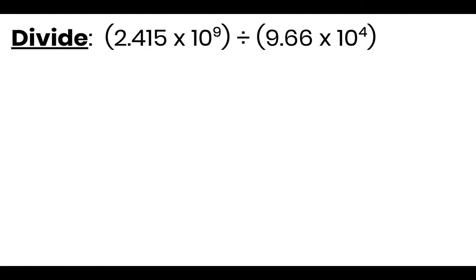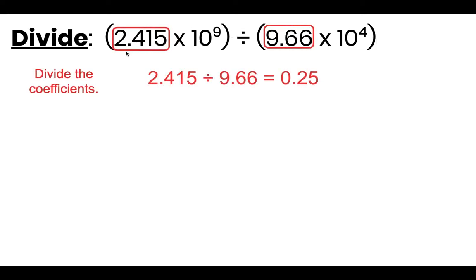Let's take a look at a division problem. Our first step. So I'll read the problem. 2.415 times 10 to the 9th divided by 9.66 times 10 to the 4th. Our very first step, we need to divide our two coefficients. So we need to divide the 2.415 divided by 9.66. And when we get that, we get 0.25.